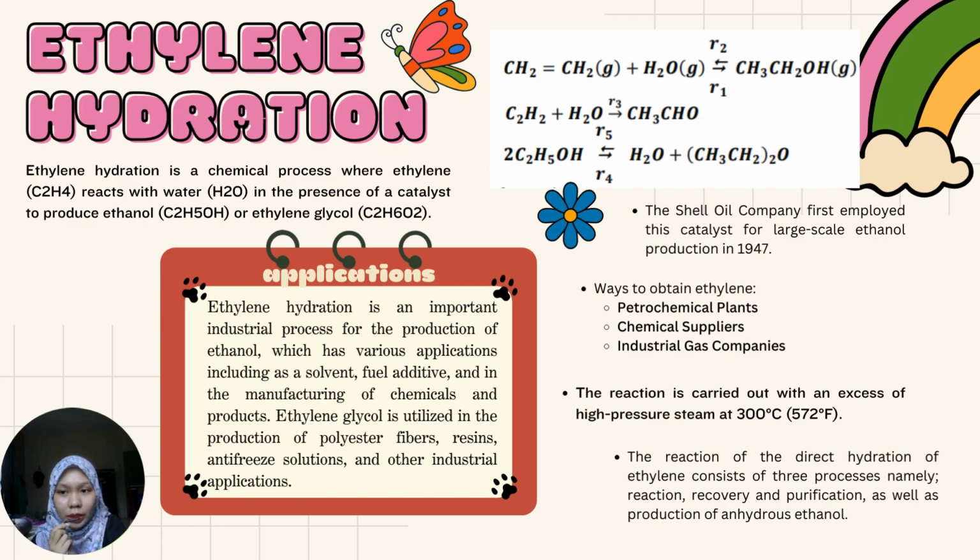Ethylene is a widely produced chemical with various industrial applications, so it's generally available from several sources. Here are some common ways to obtain ethylene. 1. Petrochemical plants. Ethylene is primarily produced on a large scale in petrochemical plants through the steam cracking of hydrocarbons such as ethane, propane, or naphtha. In this process, high temperature steam is used to break down the hydrocarbon feedstock into smaller molecules, including ethylene. Petrochemical plants are major producers of ethylene and supply it to various industries worldwide.